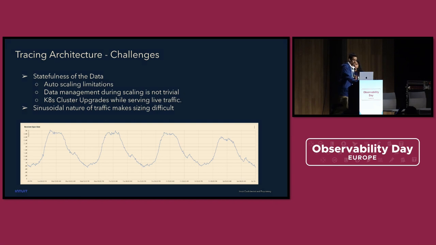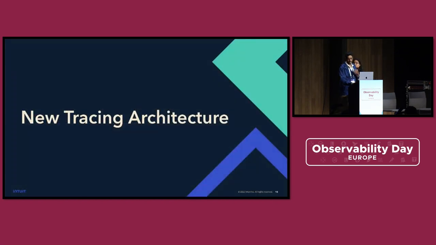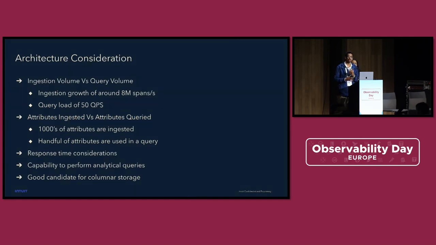So when we started looking at the new architecture, we decided on what we want out of the architecture. First thing is, we are a system which ingests high volume. Like I said, our ingestion can go up to even 8 million spans per second. But the actual query load would be very small.